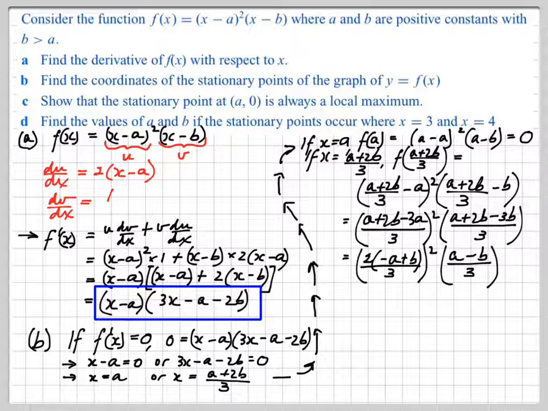Okay, that's all right. Don't freak out. So we've got that, haven't we? And I've simplified the second term because 2b minus 3b is just minus b. Okay, that's good, isn't it?